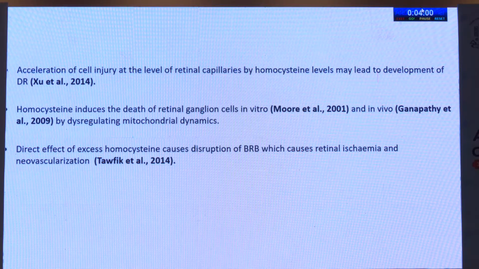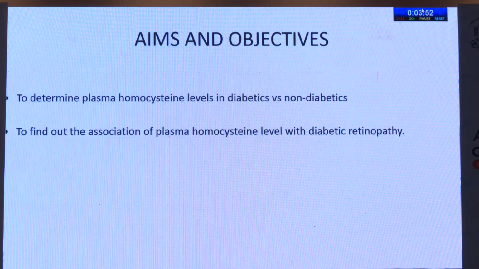There is a direct effect of excess homocysteine, which causes disruption of the blood-retinal barrier, which further causes retinal ischemia and neovascularization. The aims and objectives of my study were to determine plasma homocysteine level in diabetics versus non-diabetics, and to find the association of plasma homocysteine level with diabetic retinopathy.